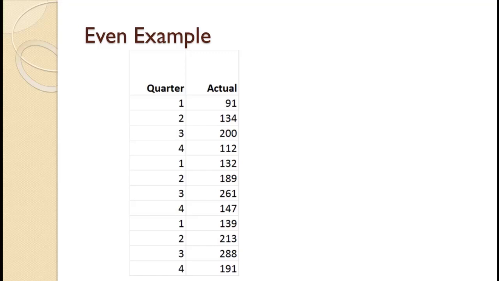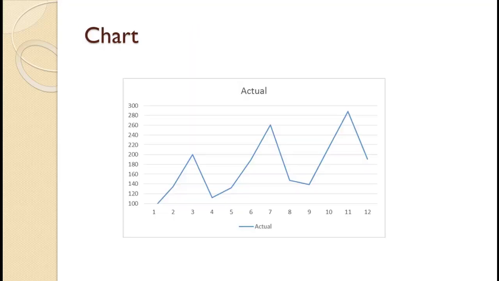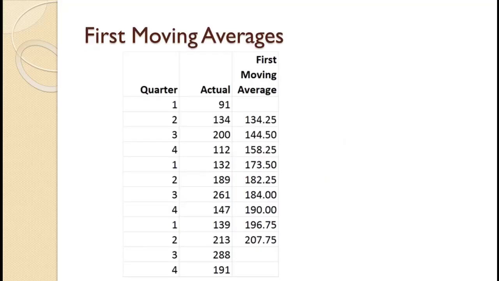Since there are 4 quarters in a year, there is an even number of periods in the cycle. As before, we begin by looking at the chart of the actuals to make sure seasonality is present. As you can see from the slide, both seasonality and trend are indeed present. We begin by computing a 4-period moving average, just like we computed a 7-period moving average when we had daily actuals by week. Those values are shown on the slide.